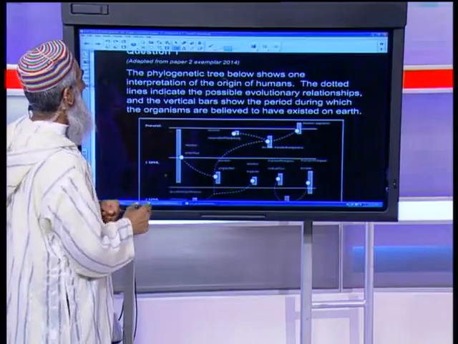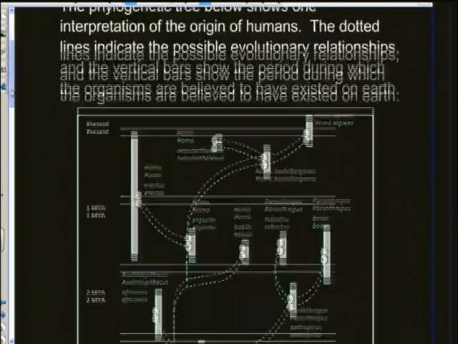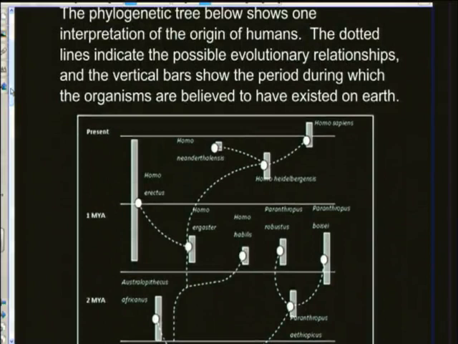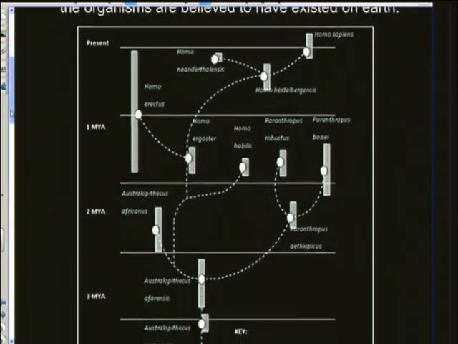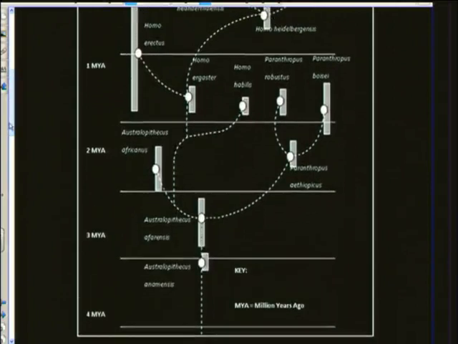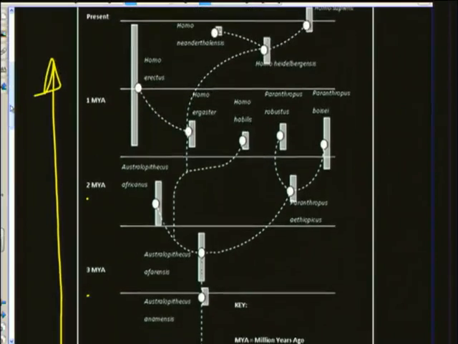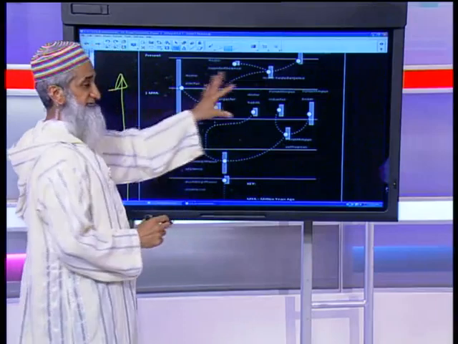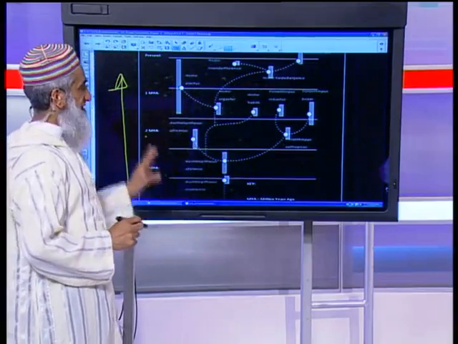The phylogenetic tree below shows one interpretation of the origin of humans. The dotted lines indicate the possible evolutionary relationships, and the vertical bars show the period during which the organisms are believed to have existed on Earth. So they're telling you here, we're going up. It's telling you when they lived: 1 million years ago, 2 million years, 3 million years, 4 million years ago. And they're showing you possible relationships as well. So obviously, homework, guys, you need to look at this diagram carefully.